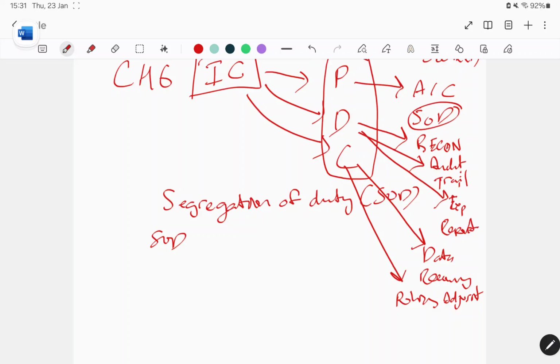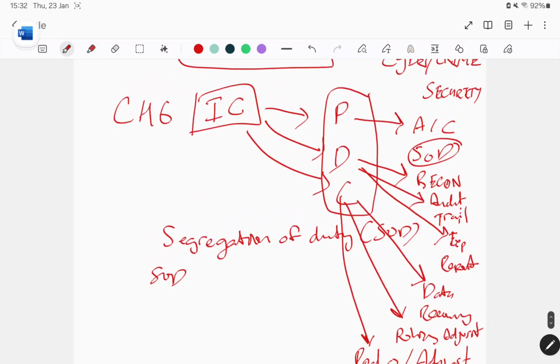Corrective, of course, you can redo again. You can redo and adjust, because it's corrective. You will correct back. Reprocessing transactions. You can reprocess the transactions under corrective.